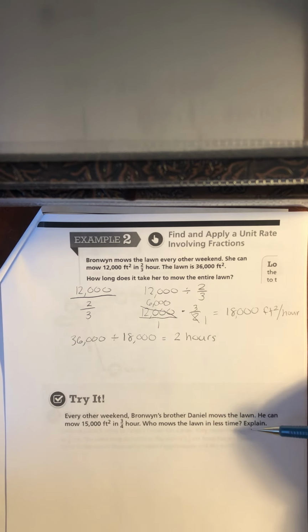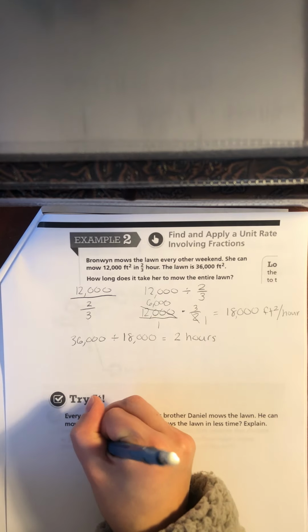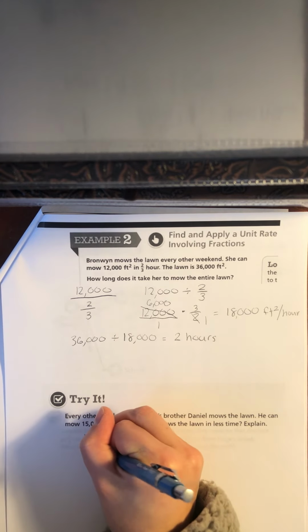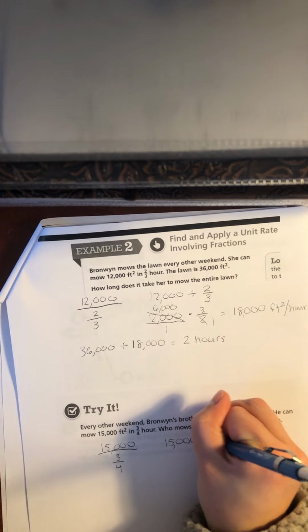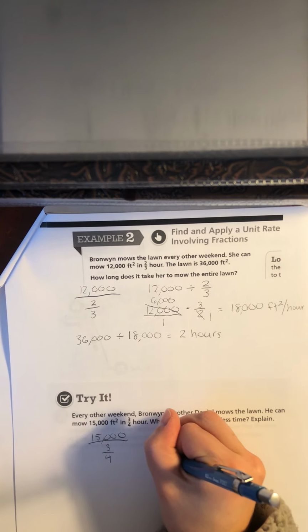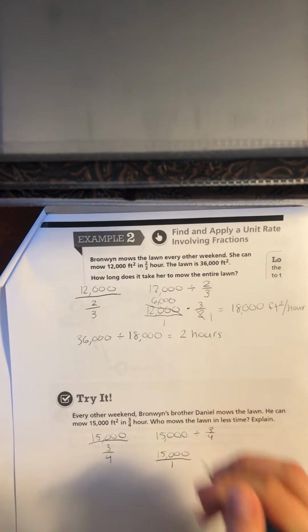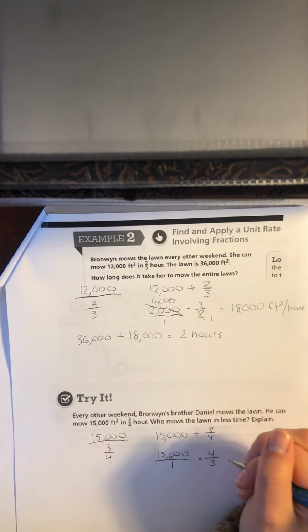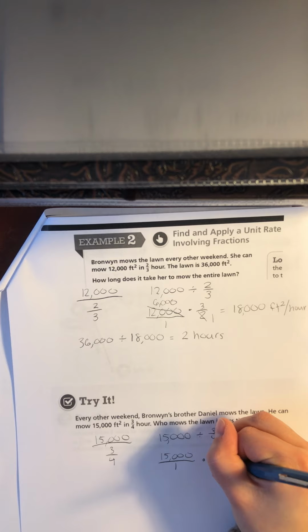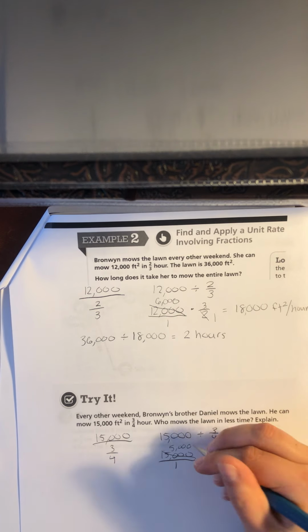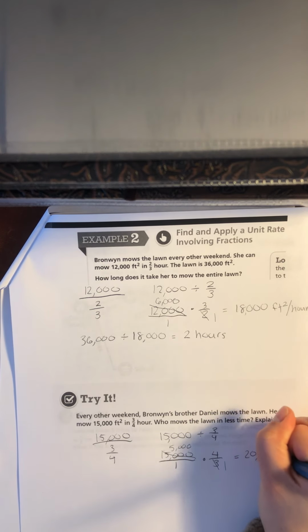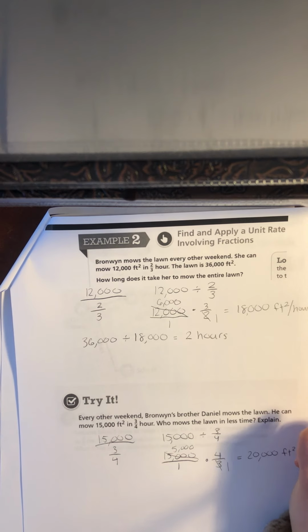Okay, do the try it now, and then pause the video and come back and see if you got the right answer. Okay, so this one we're doing 15,000 divided by 3/4. So 15,000, I'm going to write it this way now, divided by 3/4. So that's 15,000 over 1 times 4/3, keep, change, flip. And cross simplify. 3 goes into 3 once. 3 goes into 15,000 5,000 times. 5,000 times 4 is 20,000 feet squared per hour.